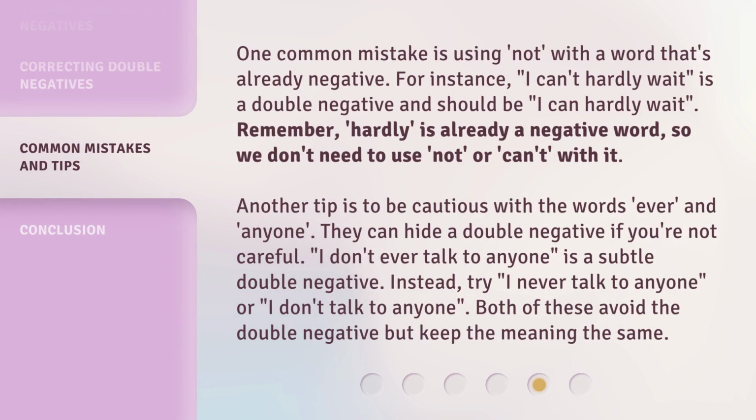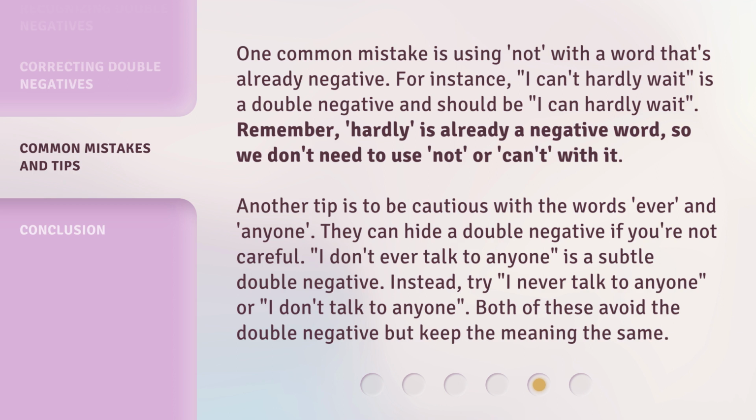One common mistake is using not with a word that's already negative. For instance, I can't hardly wait is a double negative and should be, I can hardly wait. Remember, hardly is already a negative word, so we don't need to use not or can't with it.